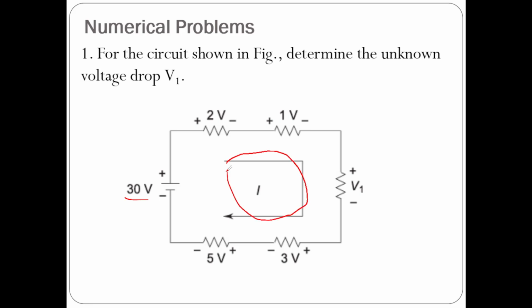So here a loop current is mentioned in clockwise direction. This is I. So we can apply Kirchhoff's voltage law. According to Kirchhoff's voltage law, the algebraic sum of all voltages must be equal to 0 in a closed path. So here we have a closed path. We are going to consider the algebraic sum of all the voltage sources is equal to the algebraic sum of voltage drops in the closed path.